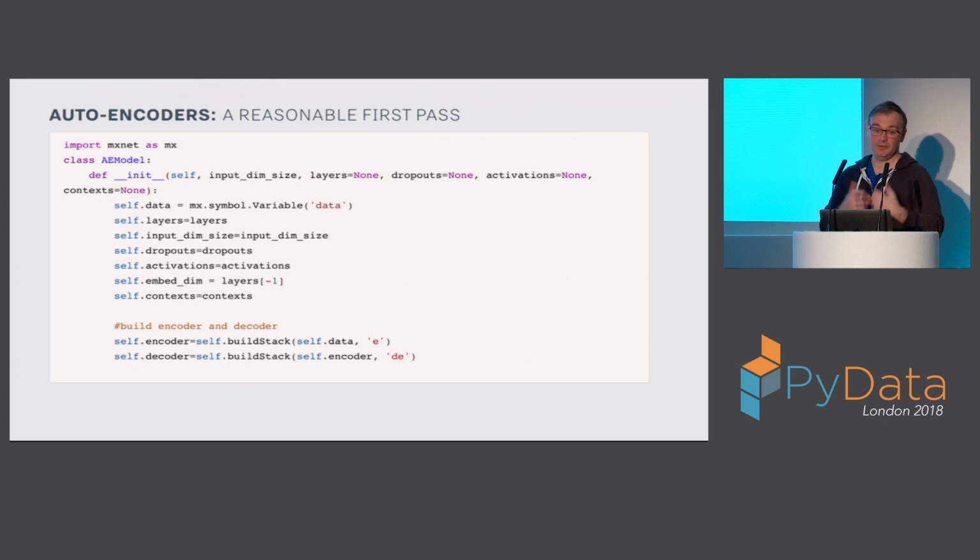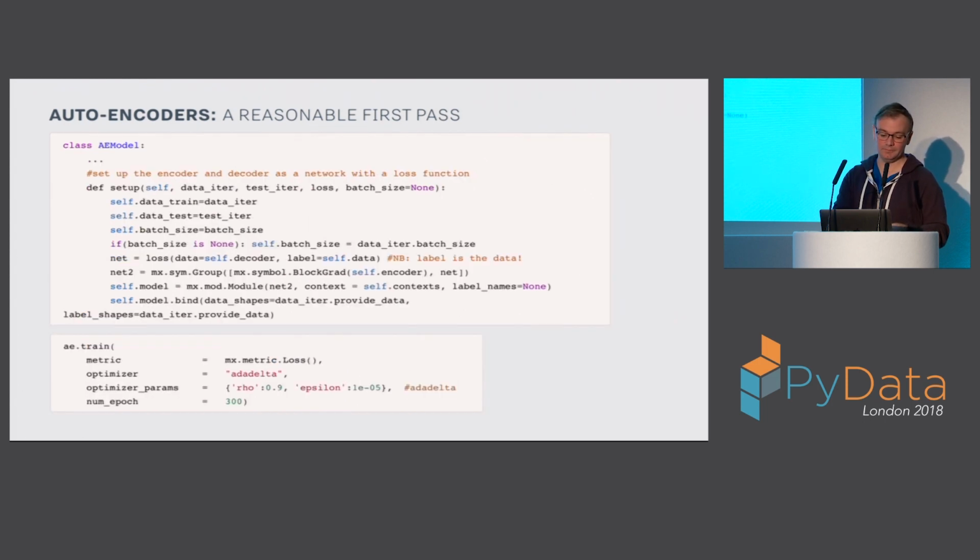Having said that, I would encourage you to use the symbolic API because it really makes you think about what you're building, which is a computation graph, in an explicit way, and you benefit from doing that. So in this case, we're just defining the class itself as the layers. If we're going to add dropouts, we'll talk about that in a little bit, the embedded dimension and the contexts, and build the encoder, and then build the decoder.